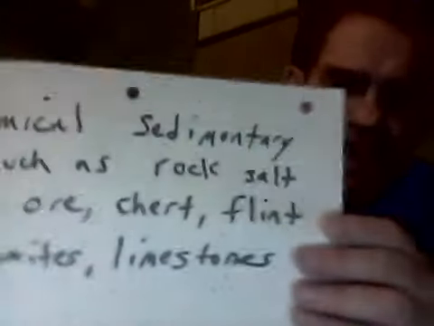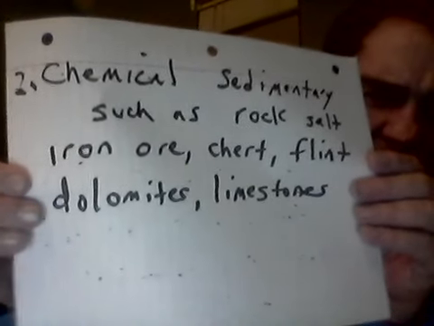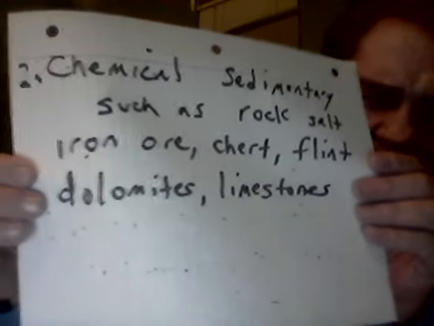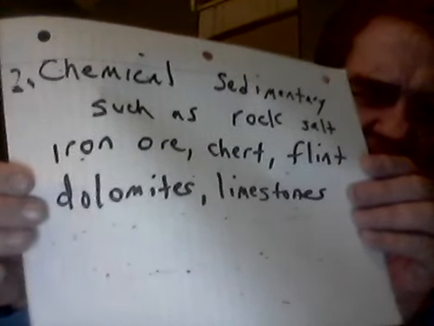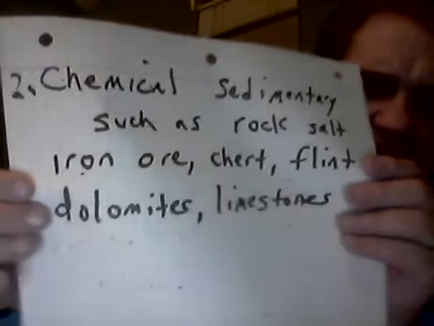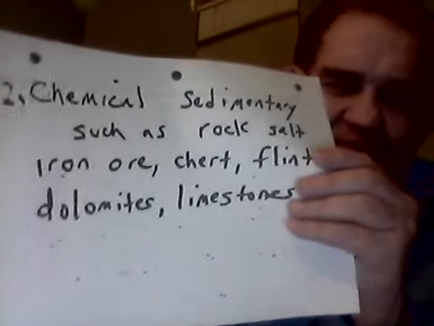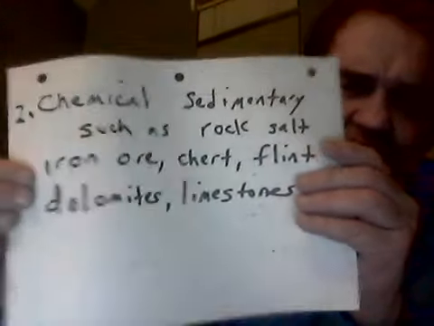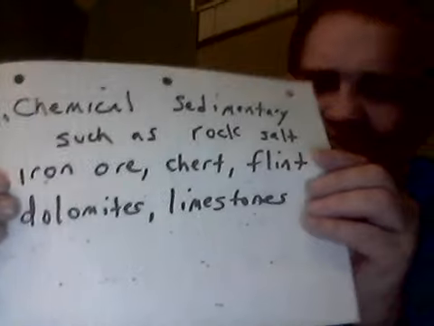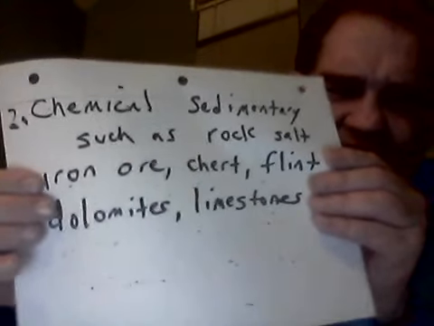Then you have chemical sedimentary rock. That takes the form of rock salt, iron ore, chert, flint, dolomites, limestones. Now, you've heard of iron ore before, where you dig deep in the ground and pull it up, and that's the stuff they use to make iron. Iron ore, limestones, flint, you know what those are. So that's what you call chemical sedimentary rock.